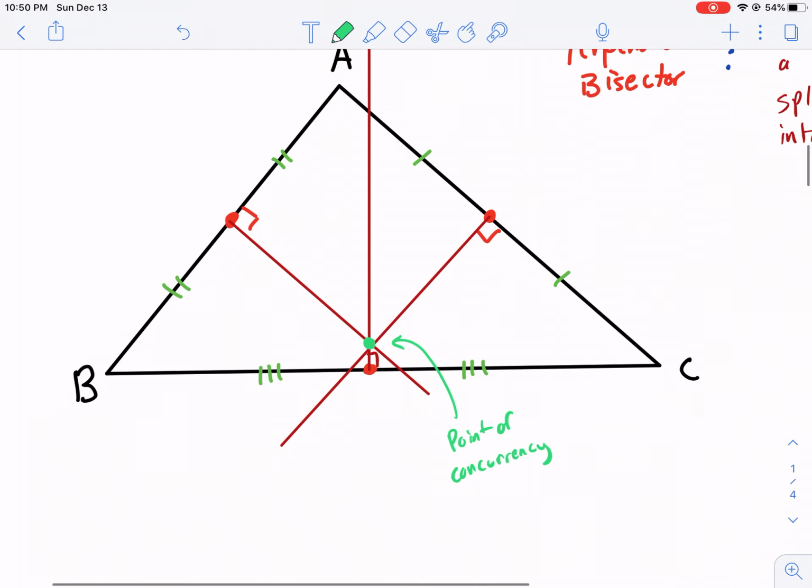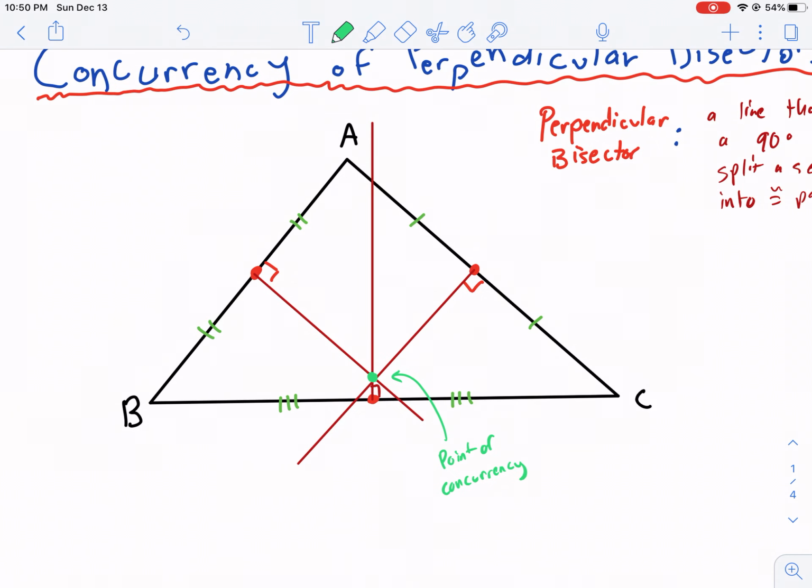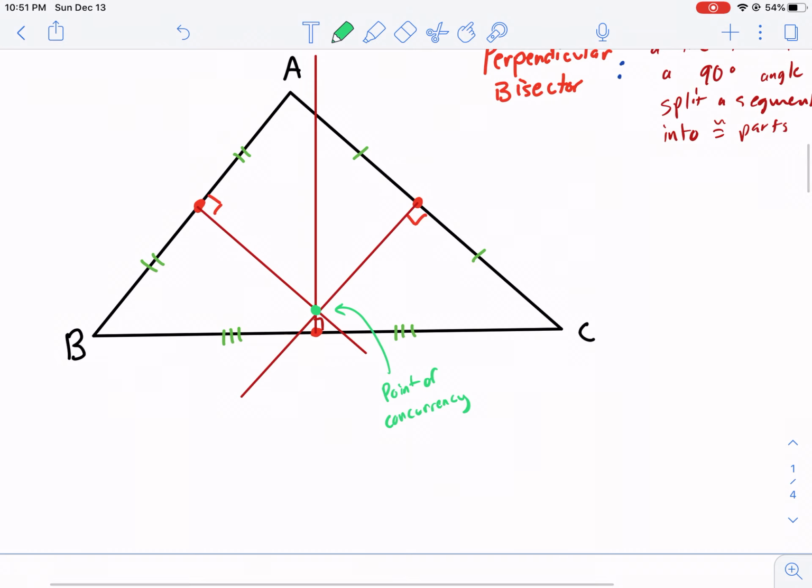Now, what is special about this point of concurrency? Well, we've already said that these are perpendicular bisectors, so these are split into two equal parts. It also forms 90-degree angles with these segments. But also notice how it doesn't necessarily need to go through any specific point of the triangle. Notice how it doesn't touch the vertices at all. Nothing goes through the vertices. That's something to keep straight from some of these other theorems that we're talking about.